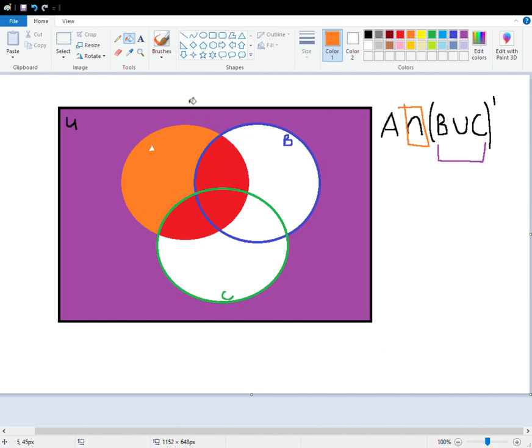So our final answer, our entire region that is indicated by this set, we'll box the whole thing. The entire subregion is just this orange area right here.